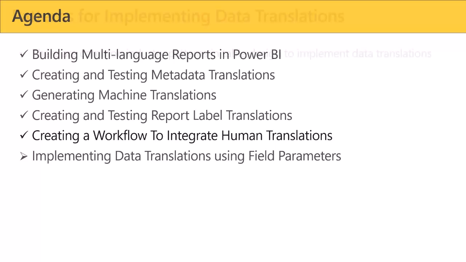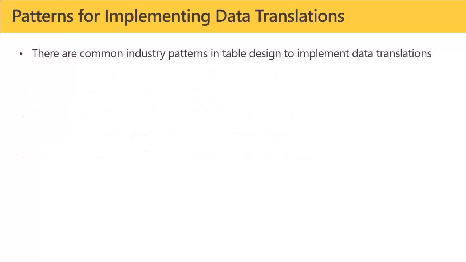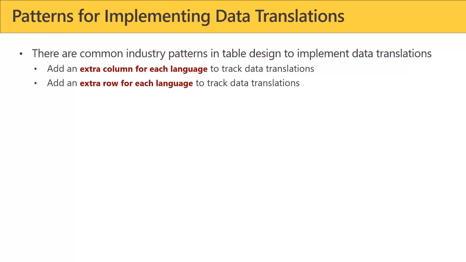So the last thing that we're going to do is implement data translations. Now, the software industry has been implementing data translations since the internet became a thing. What was that, back in 1999? And there are these 2 patterns for supporting data translations at the database level. One's add an extra column for each language. One's add an extra row.